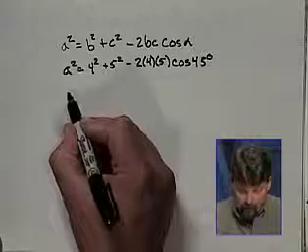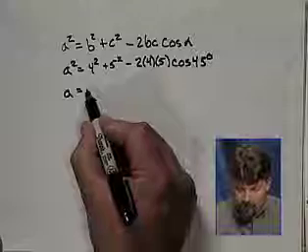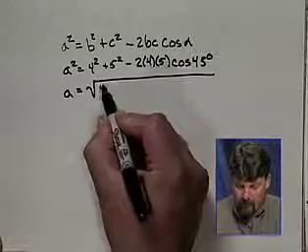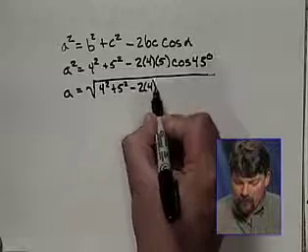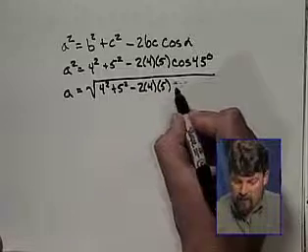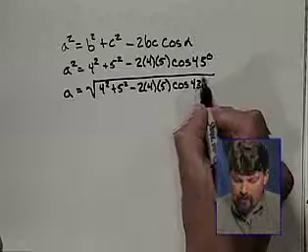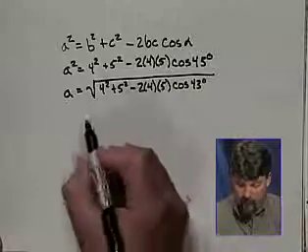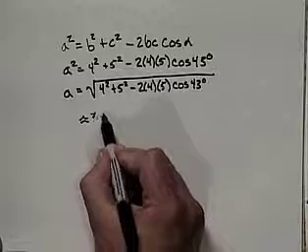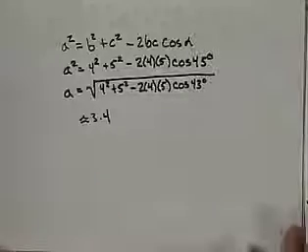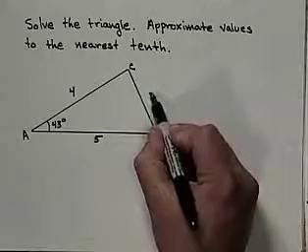If I take the square root of both sides, a equals the square root of 4 squared plus 5 squared minus 2 times 4 times 5 times the cosine of 43 degrees. Now, if we simplify this using a calculator, we find a is approximately 3.4. So what we found was the length of this side is 3.4.